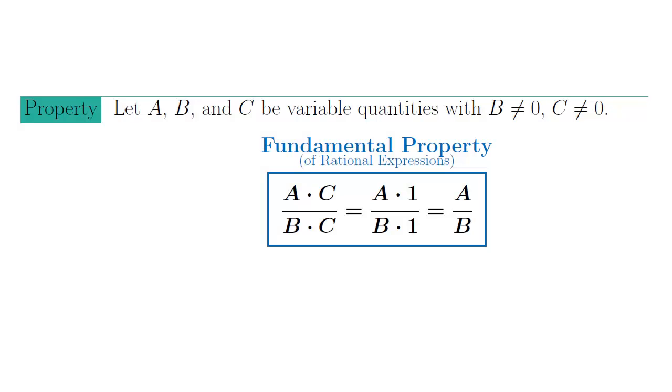Let's begin with the fundamental property of rational expressions. Let A, B, and C be variable quantities, with B not equal to 0 and C not equal to 0. Then, if you have the product of A times C divided by the product of B times C, this is equivalent to A over B. That's because C divided by C is simply 1.